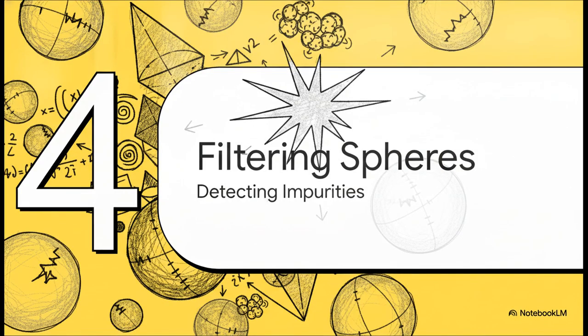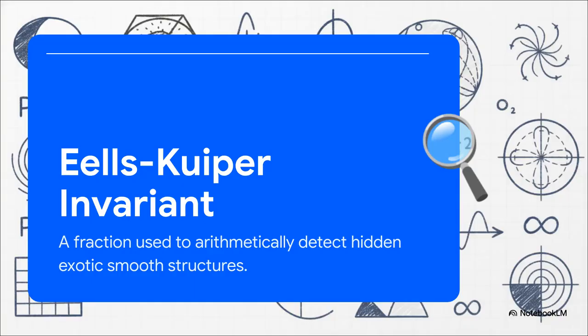Section 4. Filtering exotic spheres and detecting impurities. So what happens when the math encounters an anomaly, like a wild, non-standard exotic Milnor sphere? To anchor this abstraction, we use a tool called the Eells-Kuiper mu invariant. It essentially acts as an arithmetic trigger. Topologically, a Milnor sphere looks like a normal sphere, but its smooth boundaries are totally twisted. This invariant captures that hidden twist as a fraction, k over 28 modulo 1.